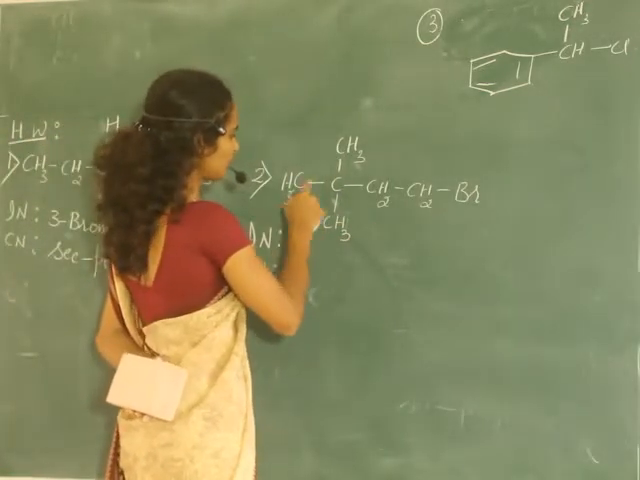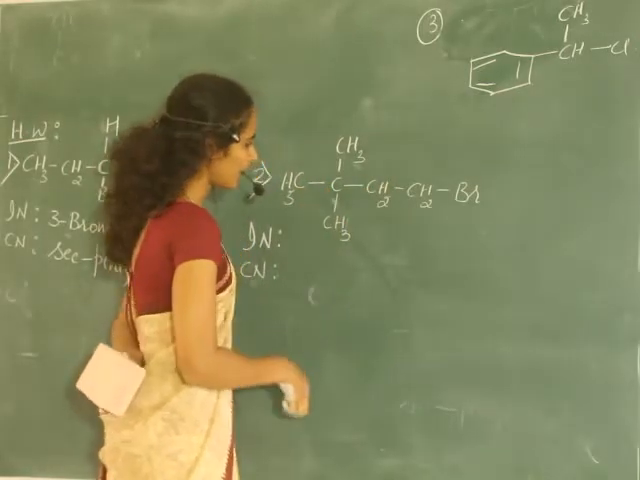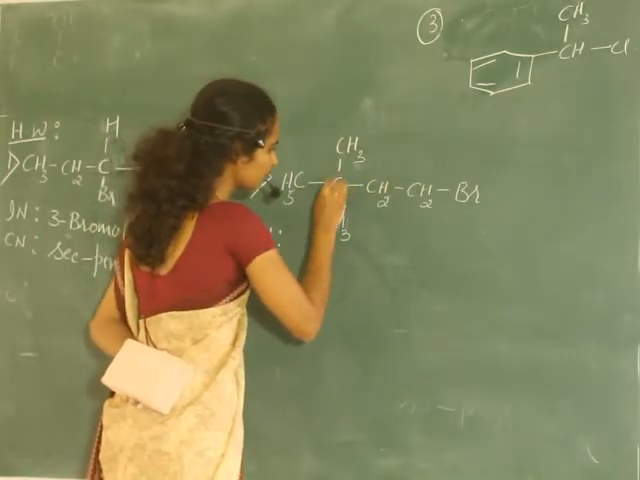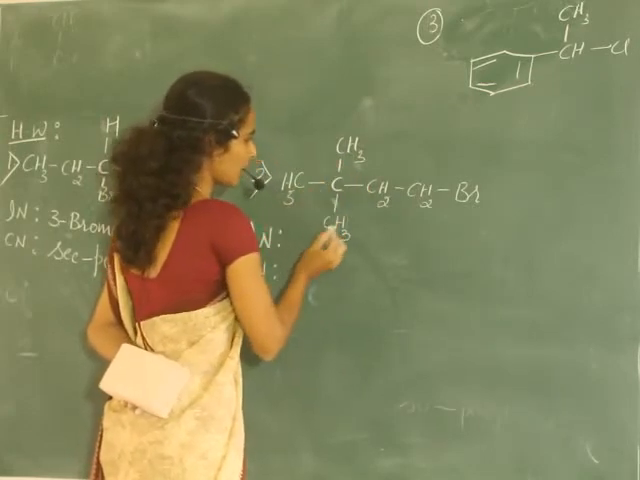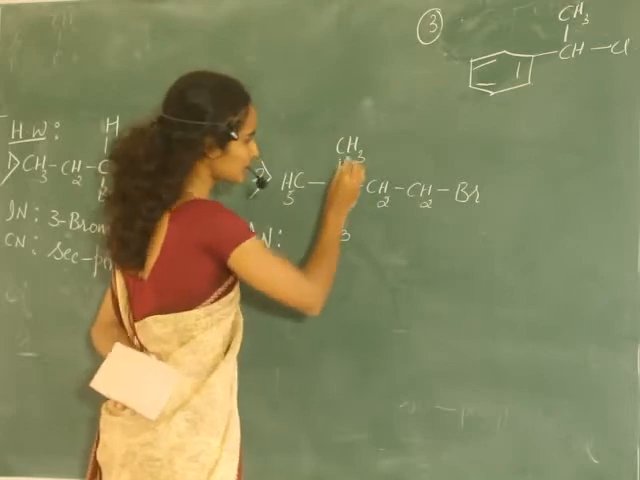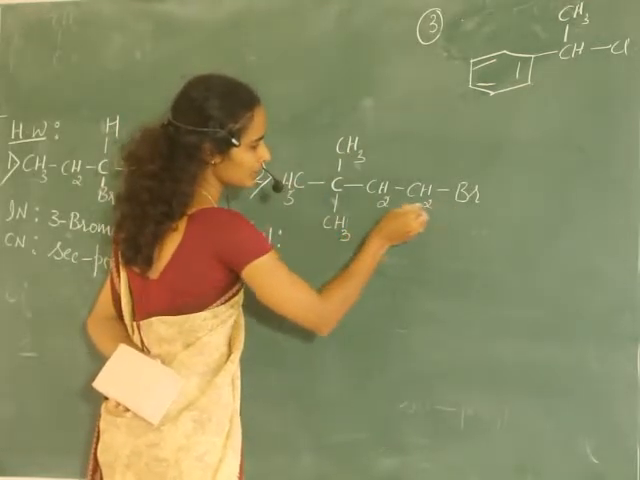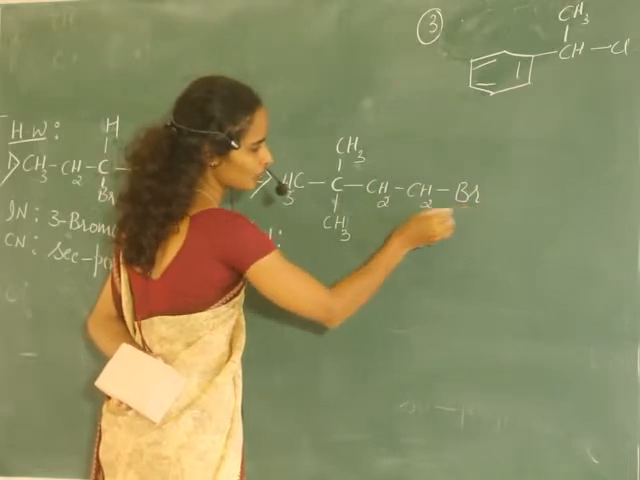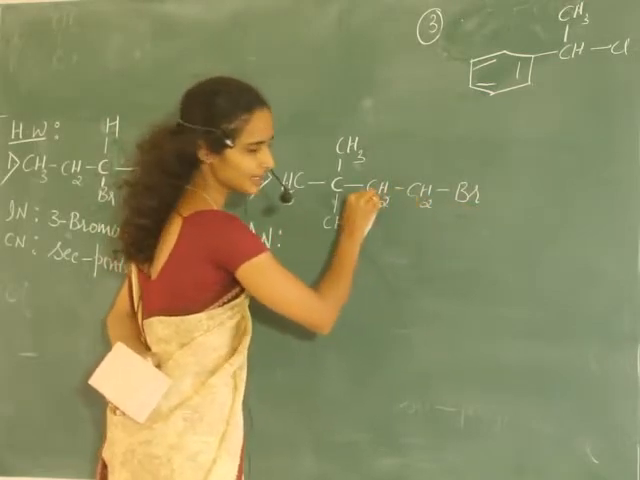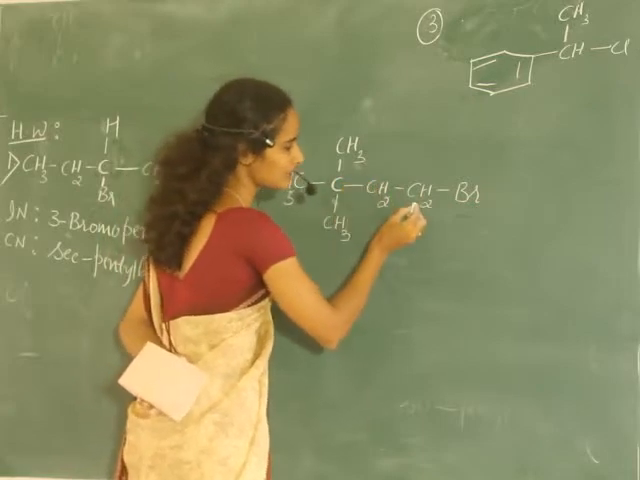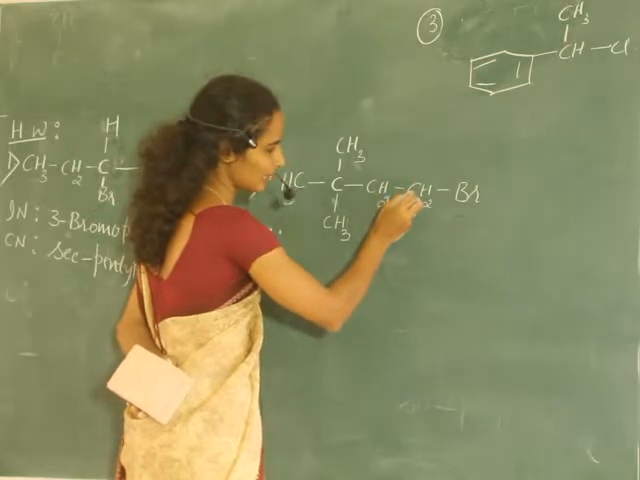Total 1, 2, 3, 4, 5, 6 carbon atoms are there. And this carbon atom is attached to 4 carbon atoms. Out of 4 carbon atoms, 3 are methyl groups, and this is a primary compound. Here, the bromine is attached to a carbon atom that is directly attached to one more carbon atom, hence this is a primary carbon atom.